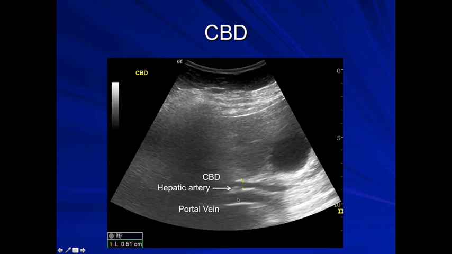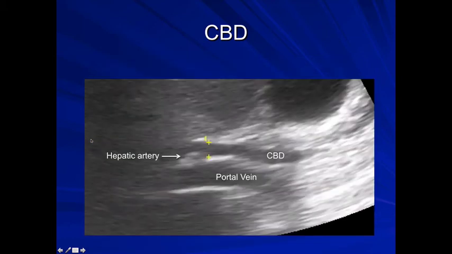But as I said, there is some variability in the anatomy, and the hepatic artery may be seen anterior to the bile duct in a number of patients, and very rarely actually posterior to the portal vein. This is a zoomed in picture, and we can see again the portal vein, the common bile duct, the hepatic artery, and here we have the calipers measuring from the inner wall to the inner wall of the common bile duct.